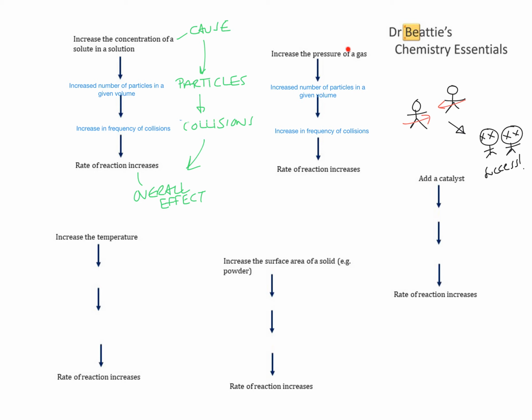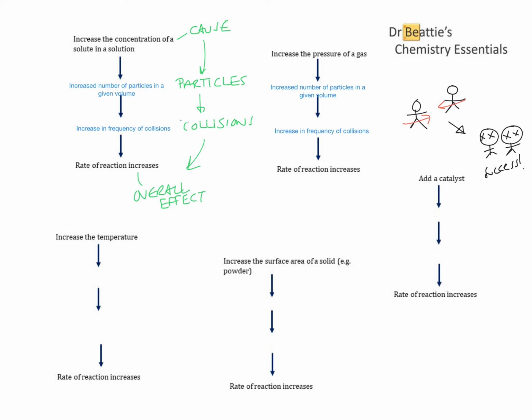Increase the pressure of the gas. Very similar idea, but obviously we've got the same number of people in our room, but we've just shrunk the room, okay? We've increased the pressure. We're putting the particles in a smaller volume by decreasing the size of the room. So that could be a hall compared to a normal classroom. Hall is obviously a lot larger. That's low pressure. High pressure is the classroom. And then people, when they're moving around, are particles. They're more likely to bump into each other, and therefore their rate of reaction increases.